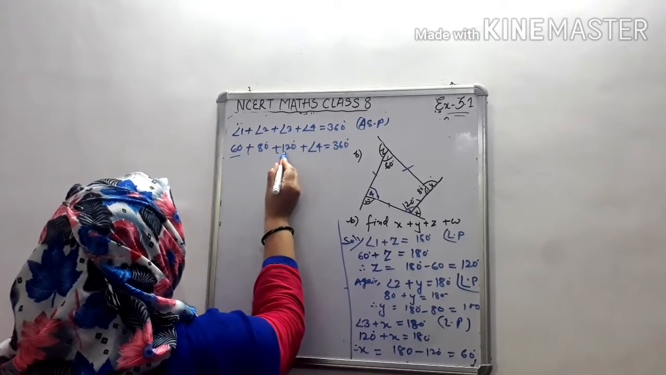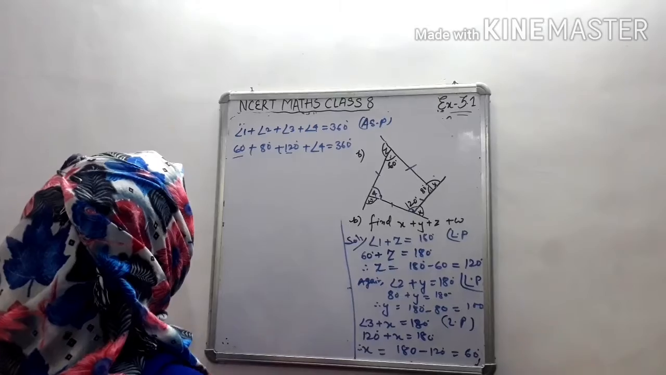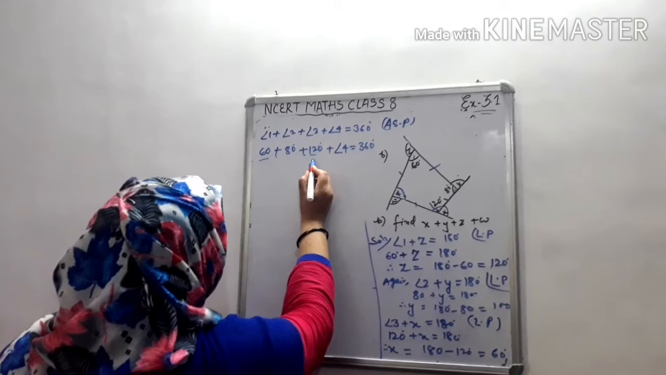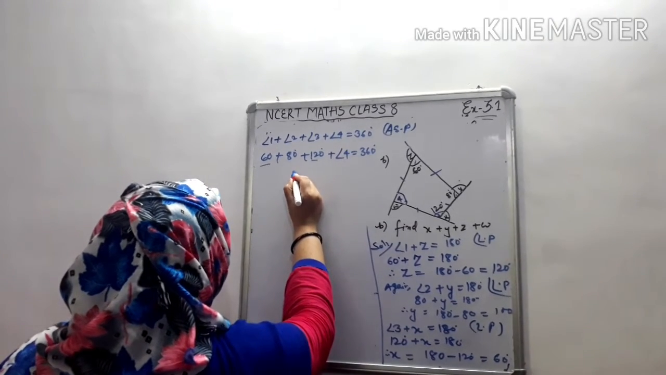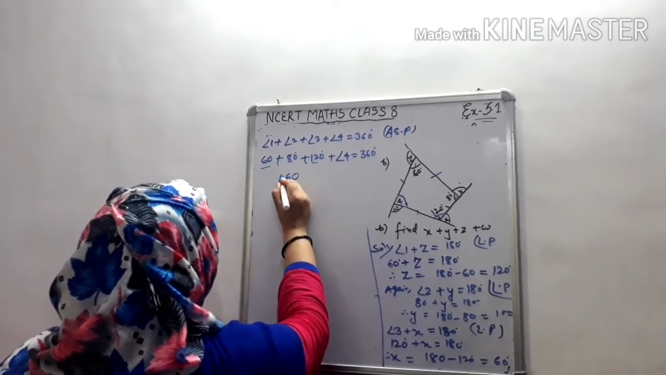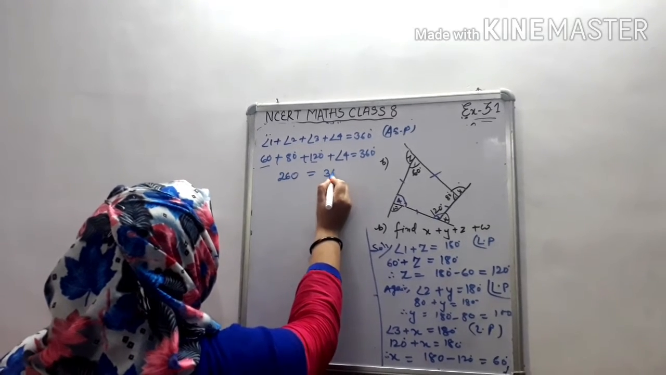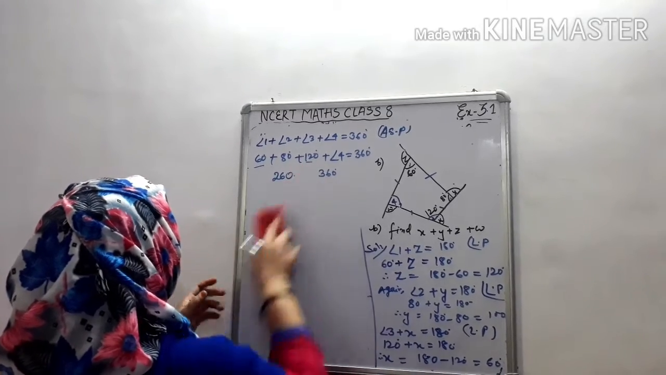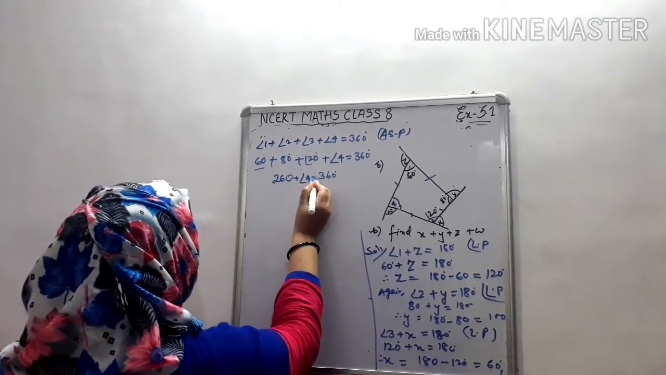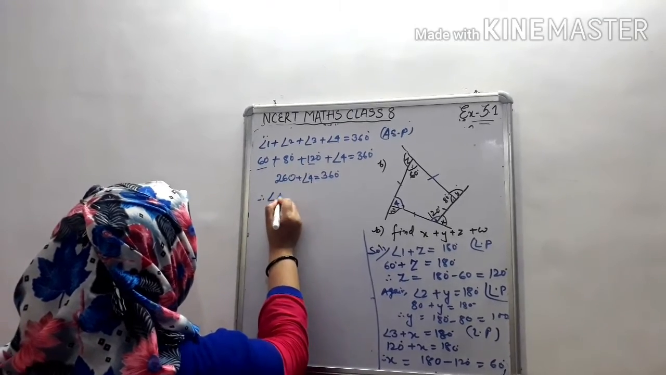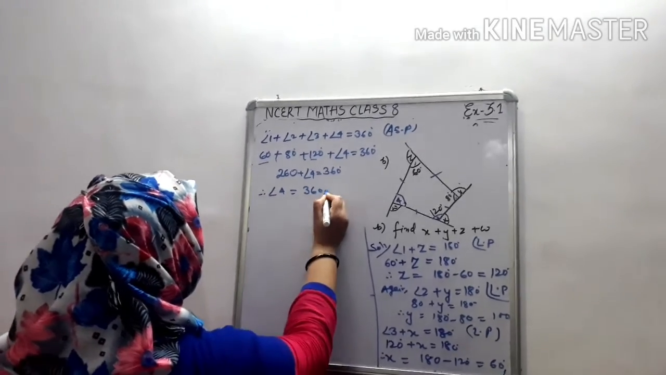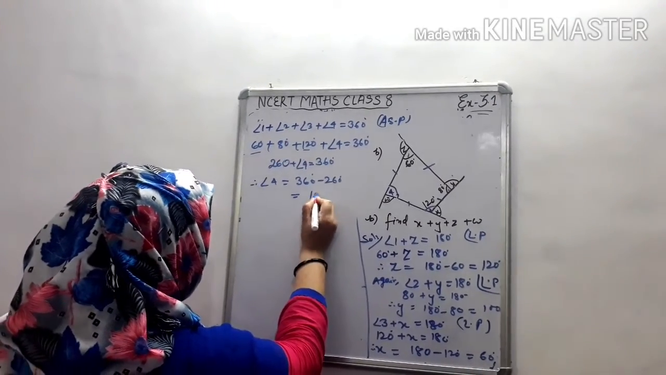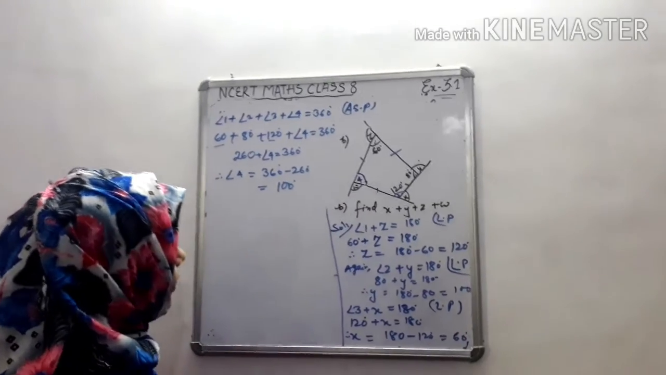So write down here: 60 plus 80 plus 120 plus angle 4 is equal to 360 degrees. Now add it: 120, 60 and 80. 60 degrees and 80 degrees will be 140 degrees. 140 and 120 is 260 degrees. So 260 degrees plus angle 4 is equal to 360 degrees. Therefore, angle 4 is equal to 360 minus 260 degrees. What will be its value? That will be only 100 degrees. The value of angle 4 is 100 degrees.